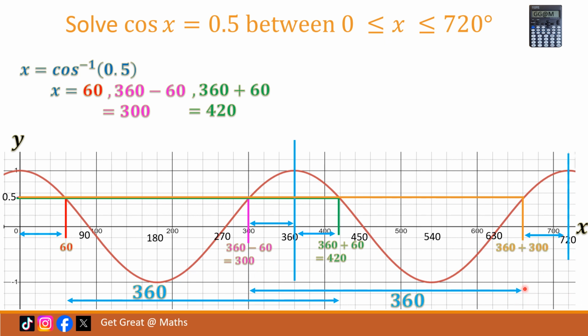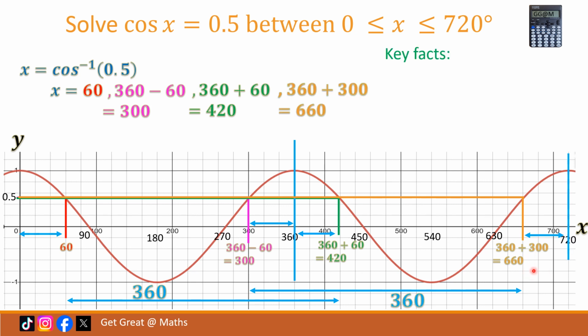There are a couple of ways of doing it. Now if we do 360 plus 300, that will give you 660. It's also the same as 720 take away the 60 that we had. That will also give you your fourth angle of 660.